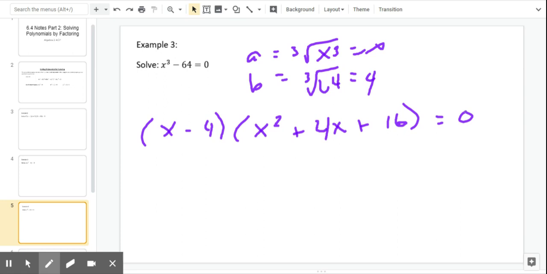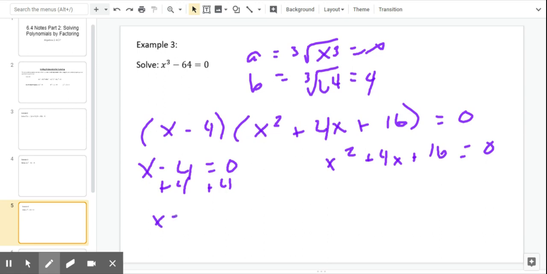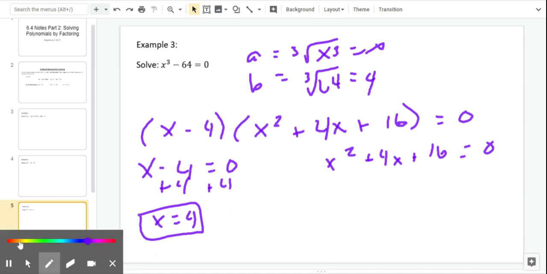Then set each of these equal to 0. X minus 4 equals 0. X squared plus 4x plus 16 equals 0. Solve this one, not too bad. Add 4 to both sides, x equals 4. That's one solution. For this one, we want to ask ourselves if we can factor this. What adds to 4 that multiplies to 16?